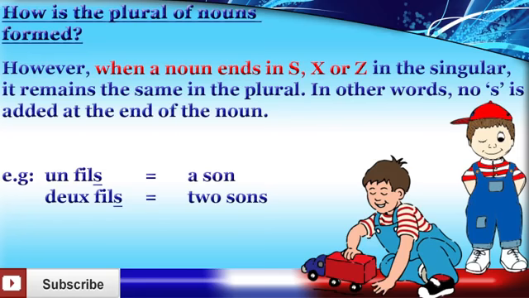However, when a noun ends in S, X or Z in the singular, it remains the same in the plural. In other words, no S is added at the end of the noun. For example, un fils, a son, deux fils, two sons.